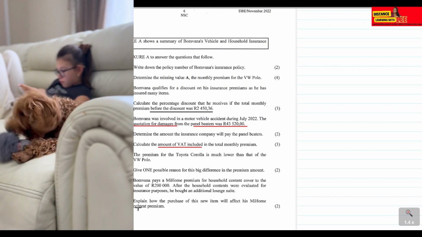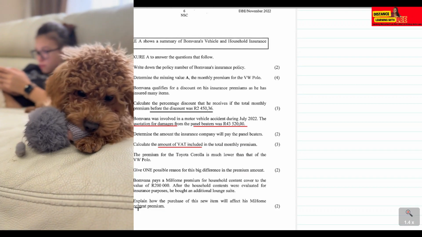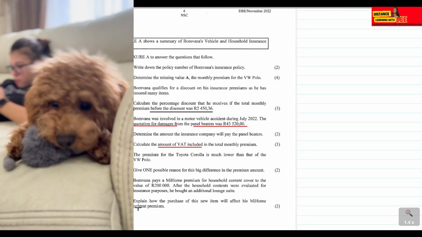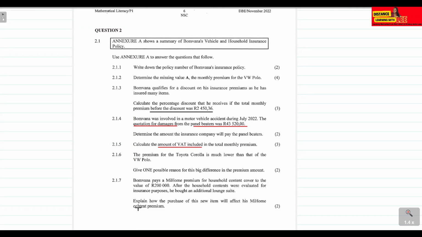So if he decides to now buy a new lounge suite, what will happen? How will that affect his My Home content premium? Is his premium going to decrease? The amount that he pays towards his household content, is it going to decrease? Is it going to increase?